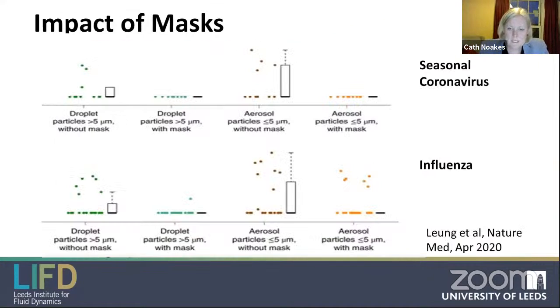And there is some actually quite nice data on the impact of masks on viral loads. So this is again measured with Don Milton's Gesundheit machine, and measured for a seasonal coronavirus and measured for influenza. And what you can see is that the masks are actually really quite effective at reducing both the aerosol particles and the droplet particles, and more effective actually for the seasonal coronavirus than they are for the influenza.